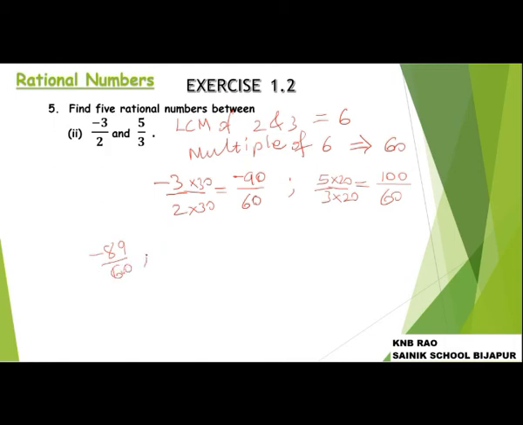Now you can write so many numbers such as -89 by 60, -88 by 60, -87 by 60, and so many up to 99 by 60. You can choose any 5 out of them. This is how we do it.